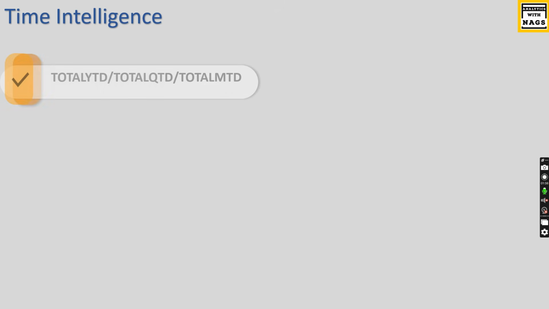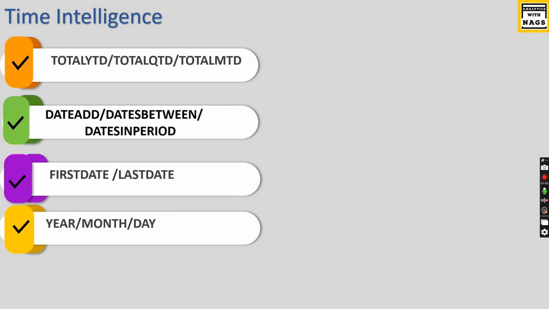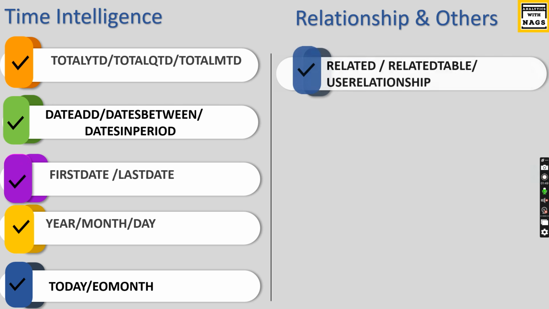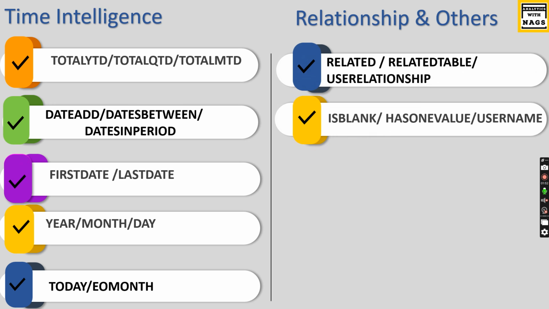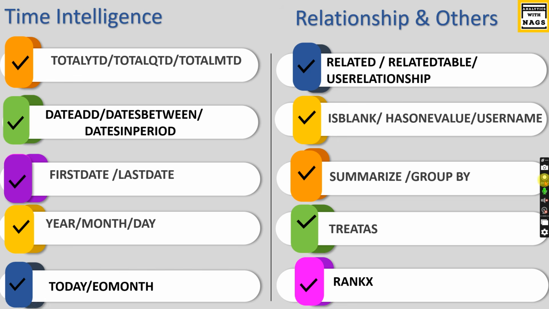And we have a very important concept, time intelligence functions: TOTALYTD, MTD, DATEADD, FIRSTDATE, LASTDATE, YEAR, MONTH, DAY, TODAY, ENDOFMONTH. And finally we have relationship functions: RELATEDTABLE, USERELATIONSHIP, BLANK, HASVALUE, SUMMARIZE, GROUPBY, TREATAS. Basically, whatever I listed are the functions predominantly used in any implementation. Once you are aware of these, most of the project work can be handled, let's say 80 to 90%. The remaining 10% requires certain other functions based on your business scenario.